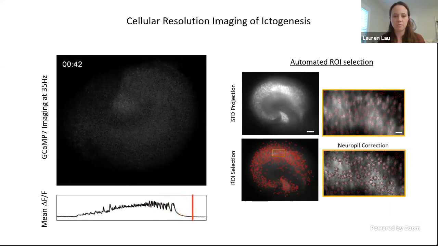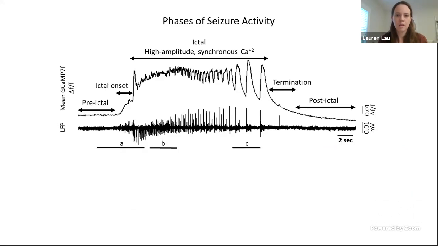One challenge from this type of imaging is that because we have wide-field single-photon imaging, we do get a fair amount of neuropil contamination. What we can do to correct for this is to calculate a local surround neuropil and perform a correction so that we can really start to isolate the calcium traces of individual neurons. This is a closer look at what we can generate from our average calcium signal across all of these neurons.